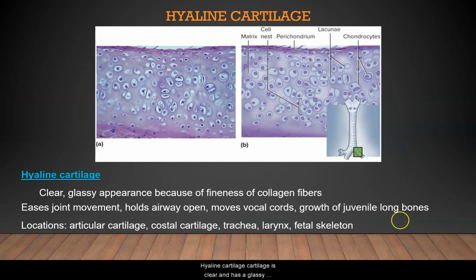Hyaline cartilage is clear and has a glassy appearance because of how fine the collagen fibers are. What you'll find is that this eases joint movement and holds the airways open, as you can see here. It moves the vocal cords so you can talk, and allows for the growth of the young juvenile long bones. The locations: articular cartilage, costal cartilage, the trachea and the larynx, and the fetal skeleton.